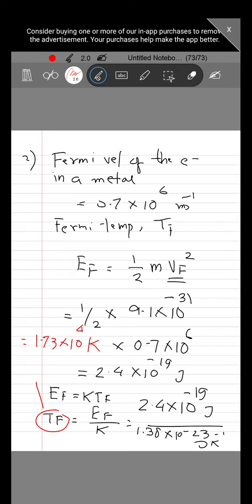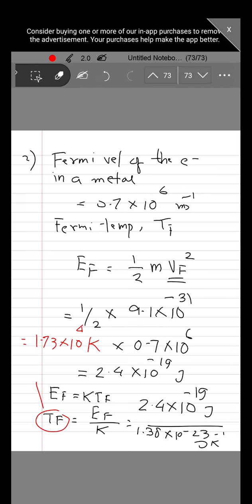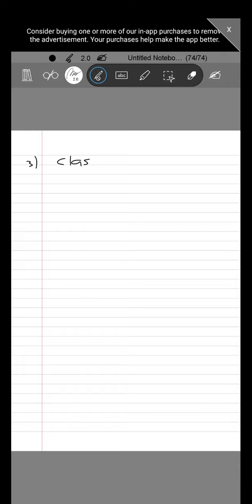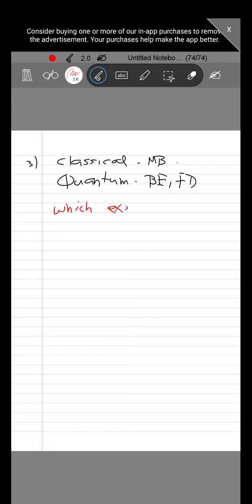Now, the next question is not numerical. It has been asked that we have three different statistics in statistical mechanics. One is the classical one, that is MB statistics, and there is the quantum one, which comprises BE and FD statistics. Out of these three types of gases, which one exerts the least pressure?